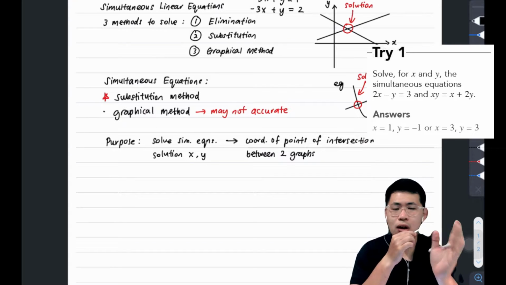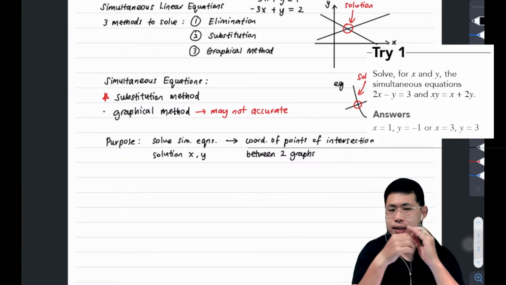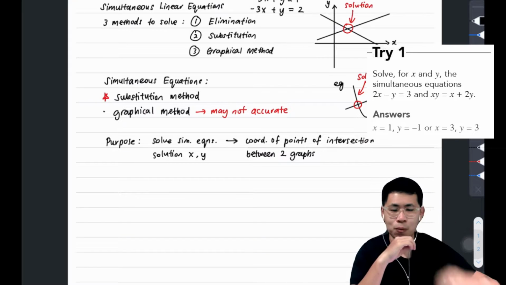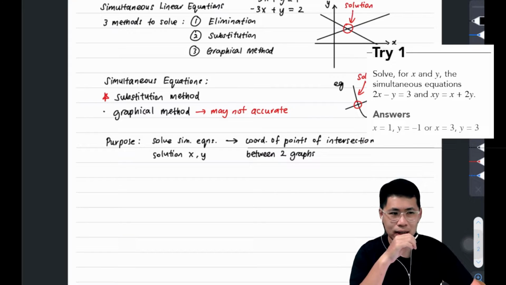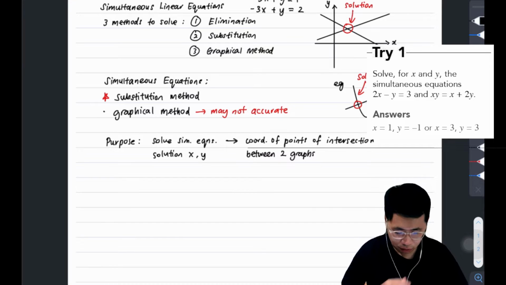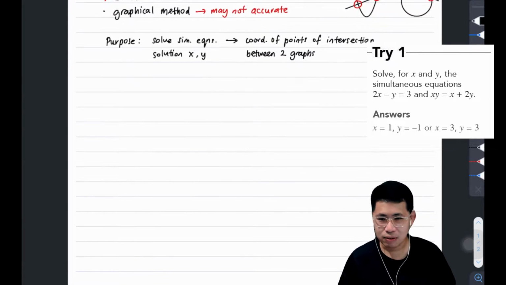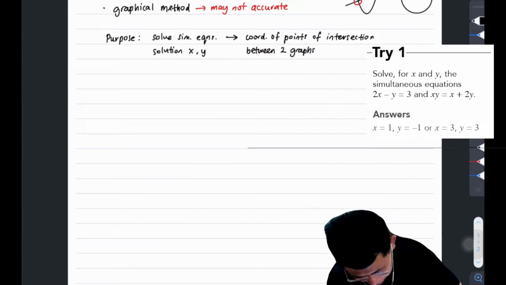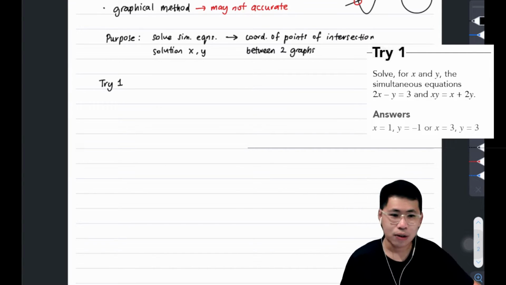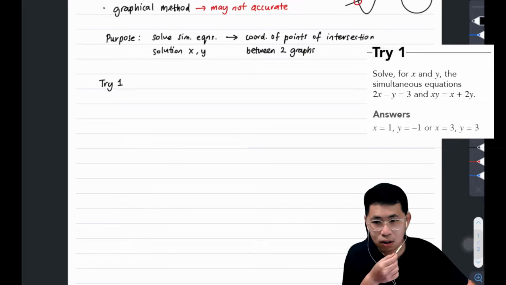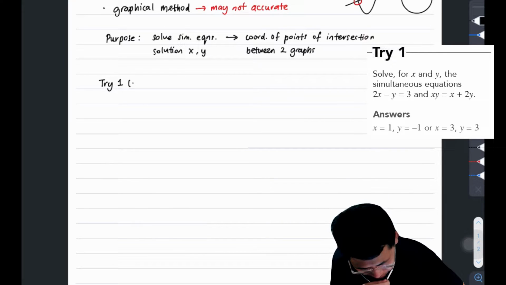Okay, so now it is a linear and a non-linear case. I know that it may not make sense for now, but let me show you graphically what it looks like. Oh wait, I want to just solve for you first, then I will show you graphically what it looks like. Okay, so over here we have our try one, on page 28, right?